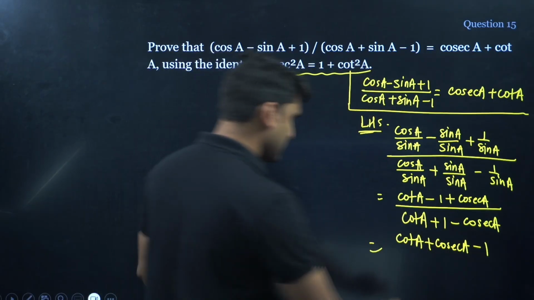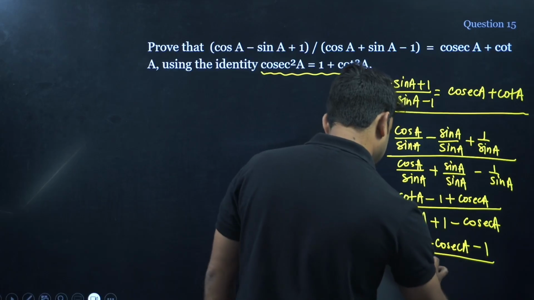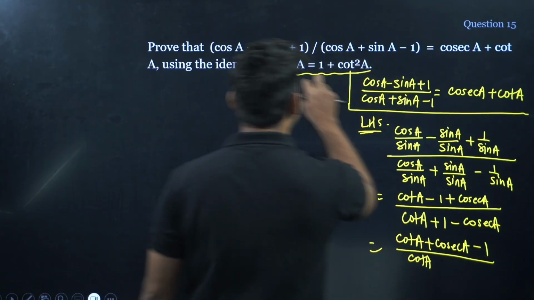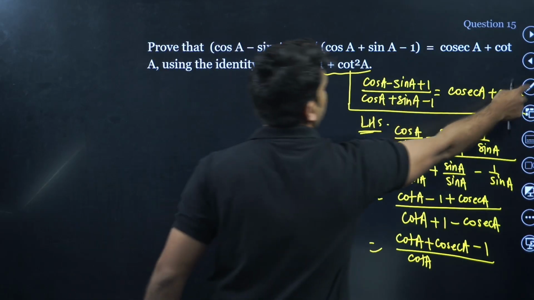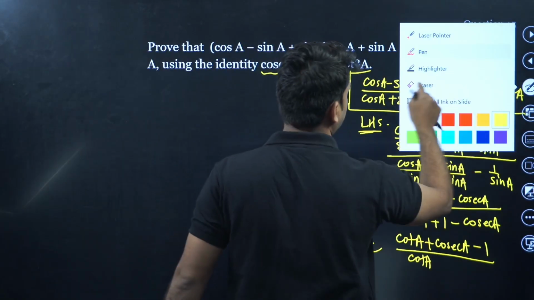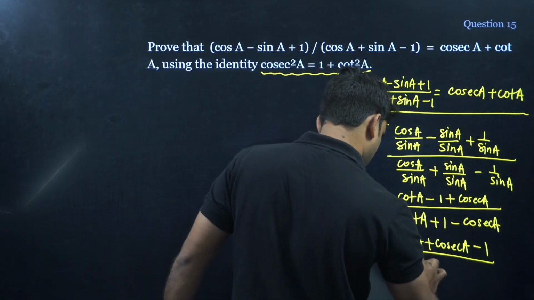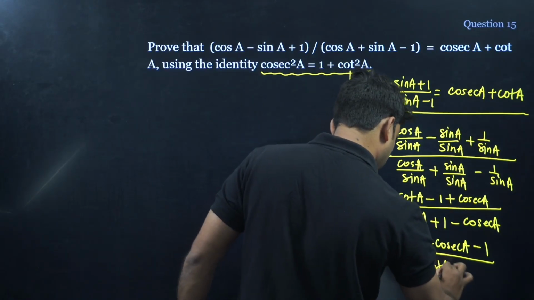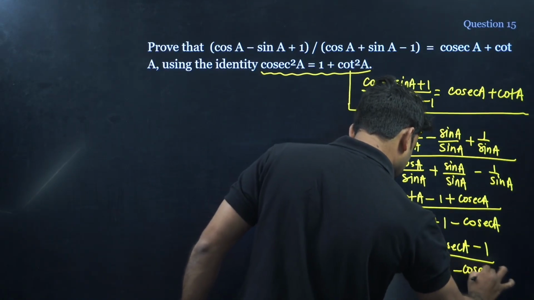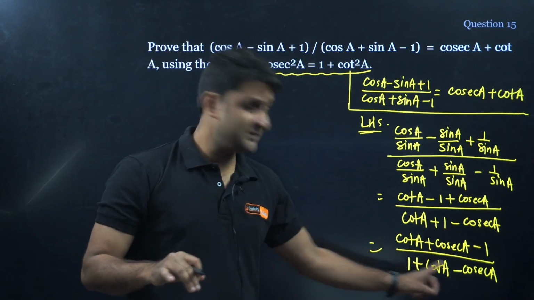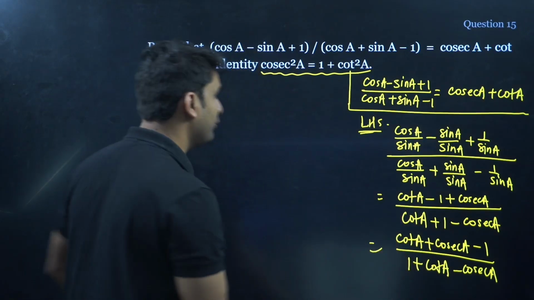Let's write numerator, denominator as a 1. Let's write 1 first. 1 plus cot A minus cosec A. Please focus, guys. This is really critical phase. This one is very critical point. What we need to do here, listen.